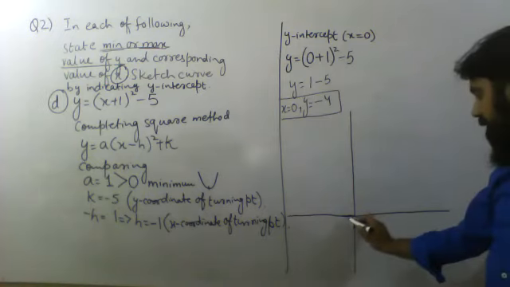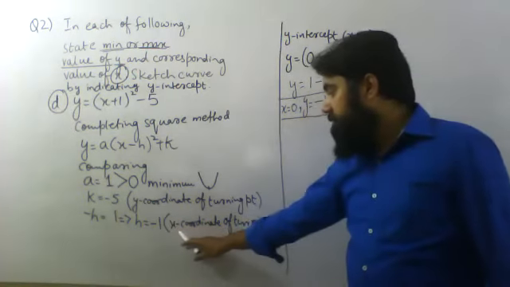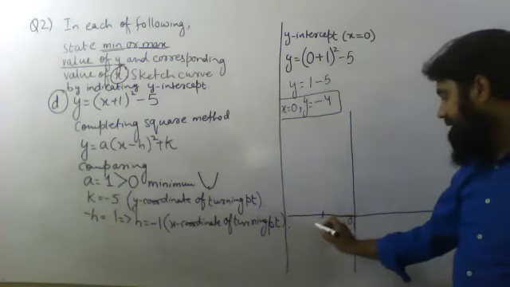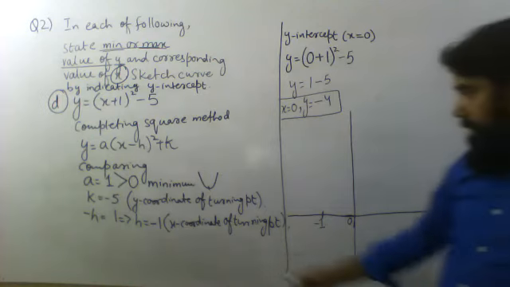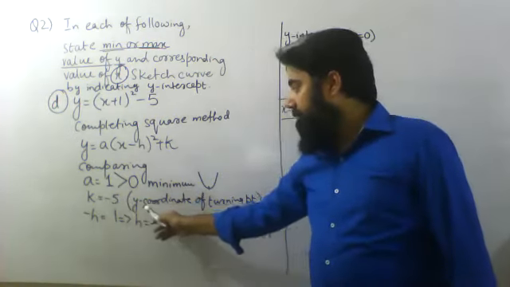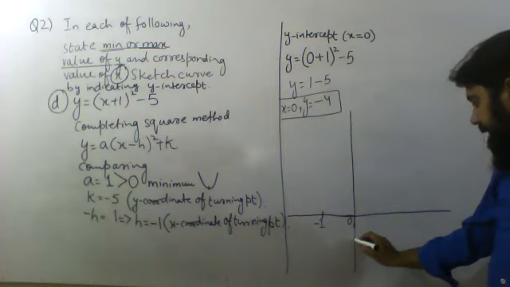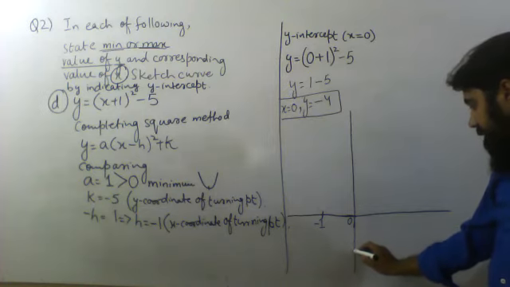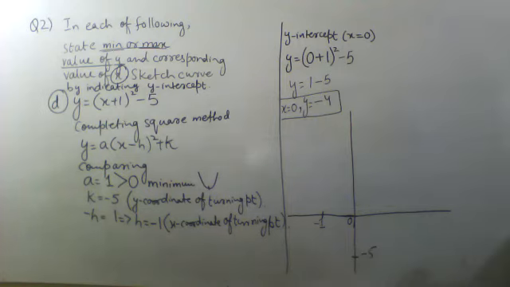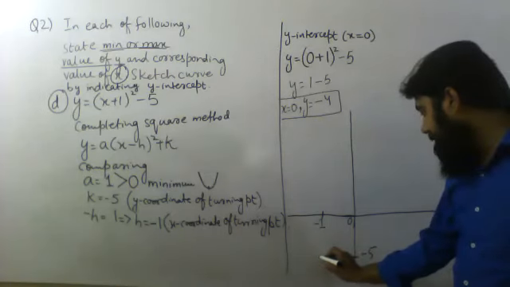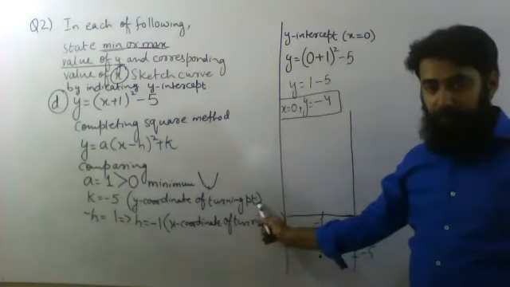Okay, so this is 0. Minus 1 for h means on the x-axis, minus 1 will be over here. k is minus 5 on the y-axis, so minus 5 will be somewhere over here. I'm marking it over here. Again, that's my choice, I'm doing rough work. So minus 5 and minus 1 is the turning point.